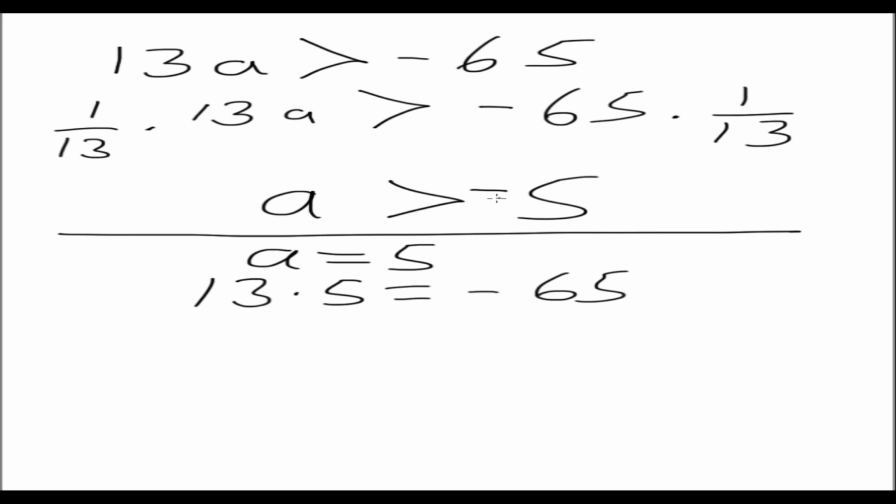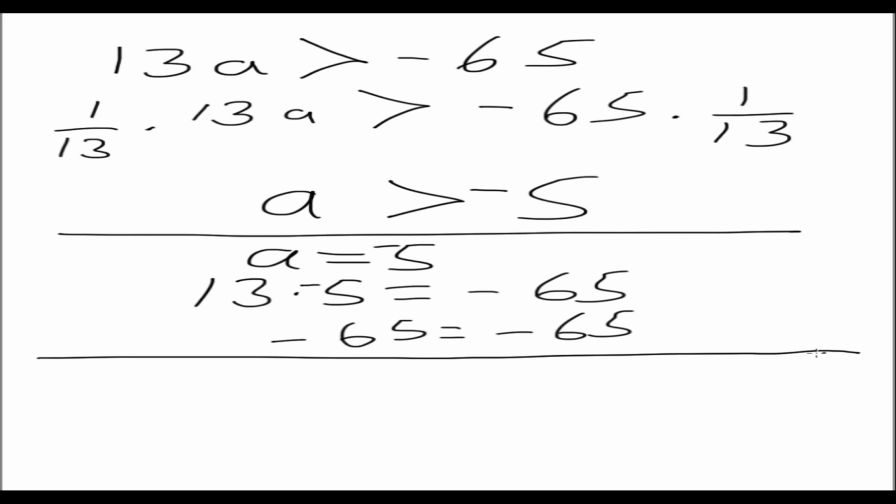Dropped my negative sign. Okay, so I need a negative there and a negative there, and -5 times 13 is -65. So I verified my boundary point. Now, I'm not saying that this is a solution for the original one, because it wouldn't be. It has to be greater than that, not equal to it. But I'm verifying where I'm going to put my boundary point on a number line. And I'll show you the number line in just a second.